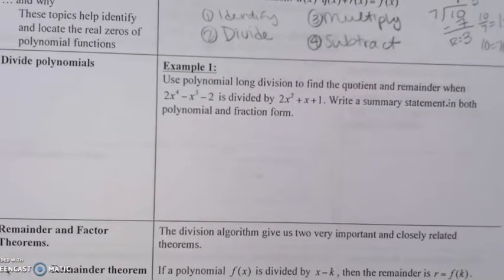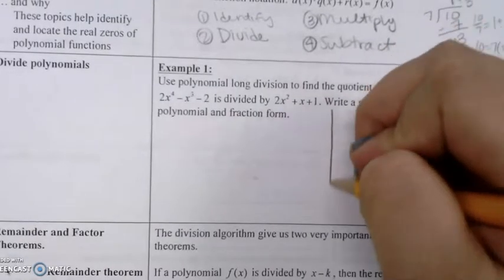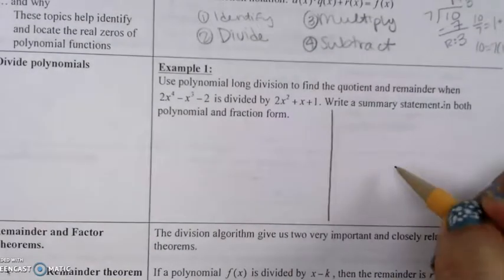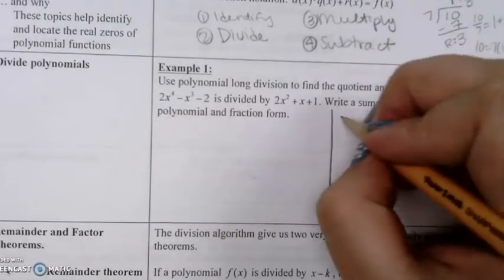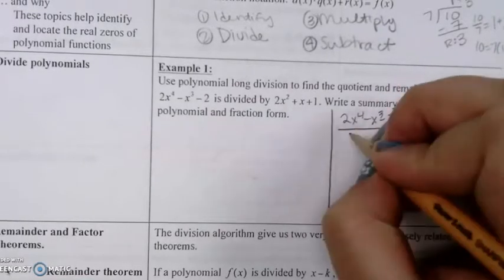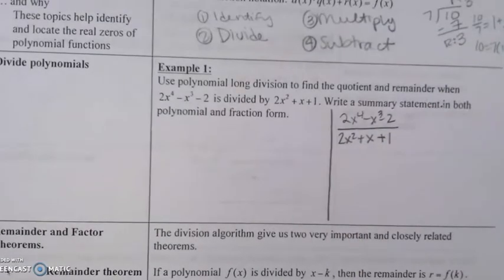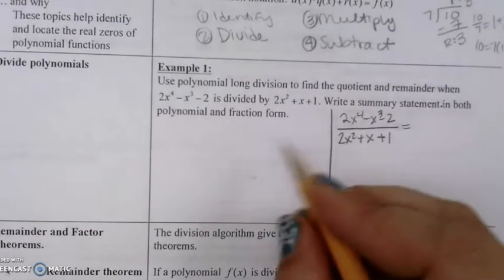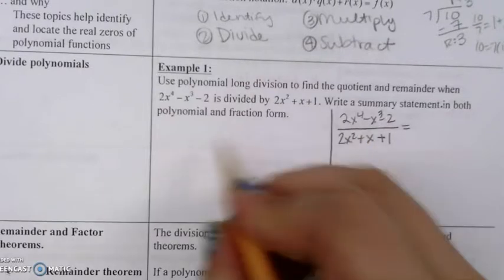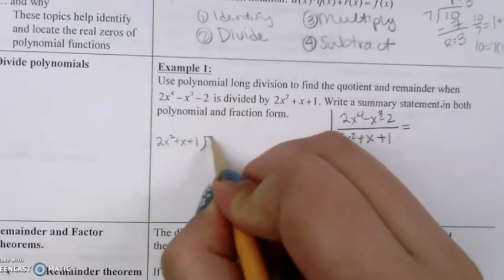All right, so in example 1, we're reviewing polynomial division. And the first thing that we're going to do, we're going to split our area to write our division and our answer. So the question is asking 2x to the 4th minus x cubed minus 2 divided by 2x squared plus x plus 1. And in order to find this quotient, I need to remember the in and out rule. So 2x squared plus x plus 1 should be outside.